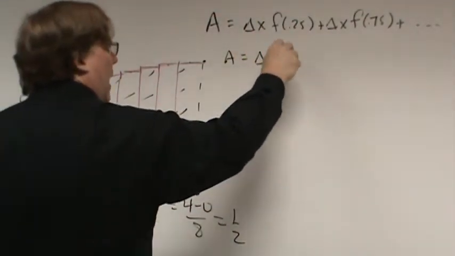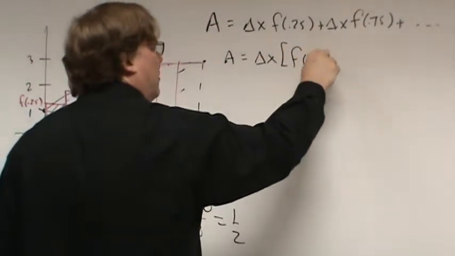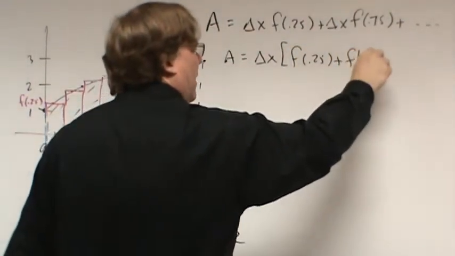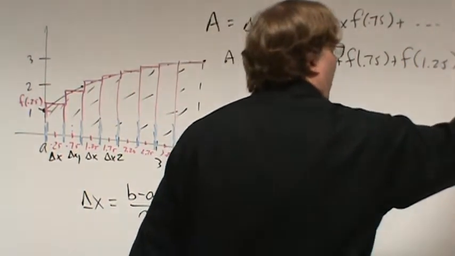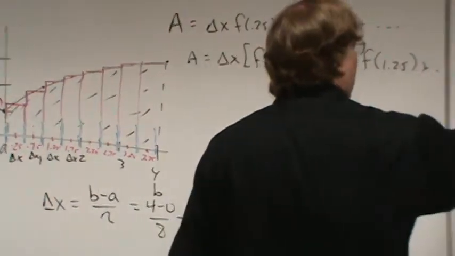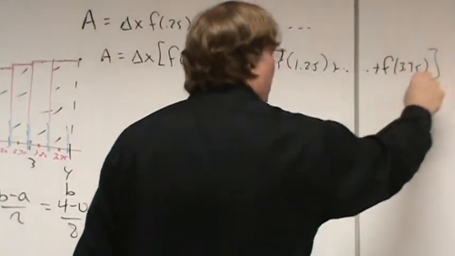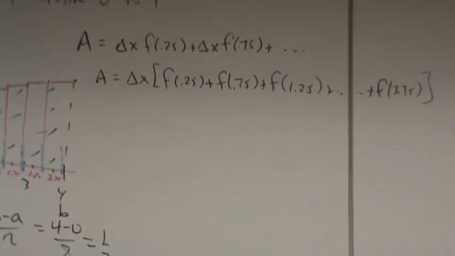Well, do you mind if I factor out the delta x's? So I get delta x times f of 0.25 plus f of 0.75 plus f of 1.25 plus dot, dot, dot, all the way to f of 3.75. Okay, well, guess what? It's time to do it.